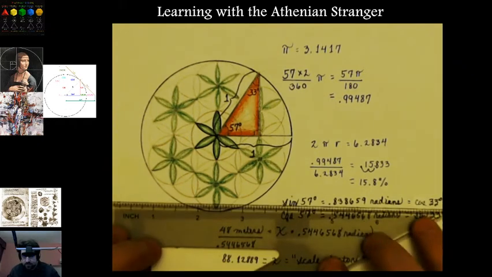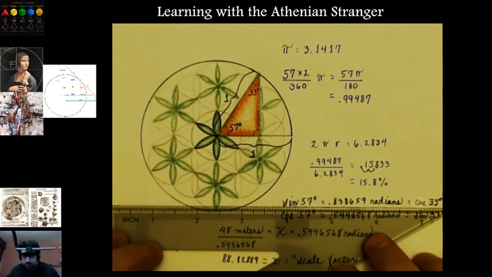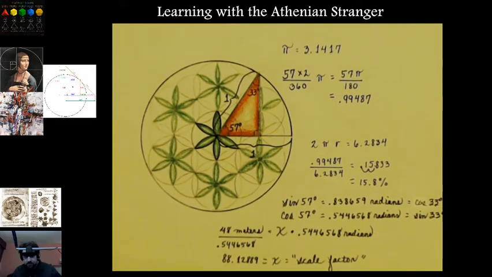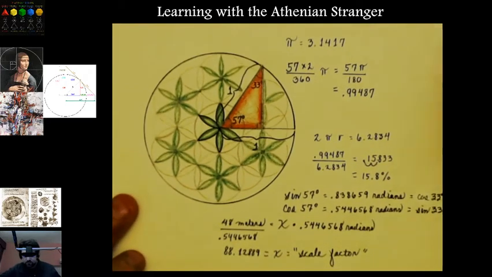Well, we know that distance for a unit circle of radius 1. It's 0.838659. All you have to do is multiply that times the scale factor in order to find out what the height is. So we'll do that now.